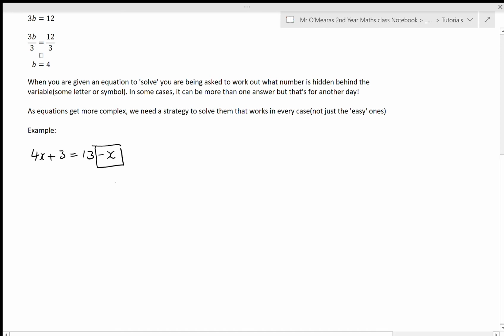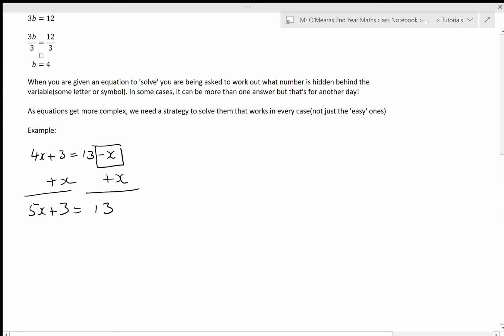We move the minus x by carrying out what's called an inverse operation. The inverse operation of minus is plus. So we're going to add x to both sides. You can write it out a number of different ways, but we're basically just adding x to both sides. Why would we do that? Well, 13 minus x plus x is going to leave us with 13. On the other side, 4x plus x is 5x, plus 3.